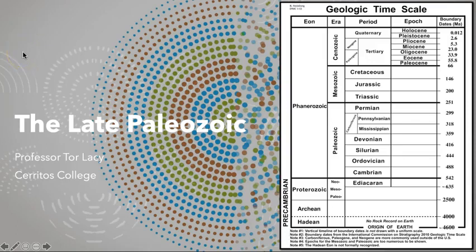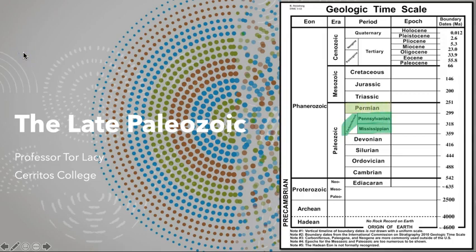Hello, this is Tor Lacey with an overview of the Late Paleozoic, which includes the last two periods of the eon, the Carboniferous period, which is commonly subdivided into the Mississippian and Pennsylvanian periods, and the Permian period.